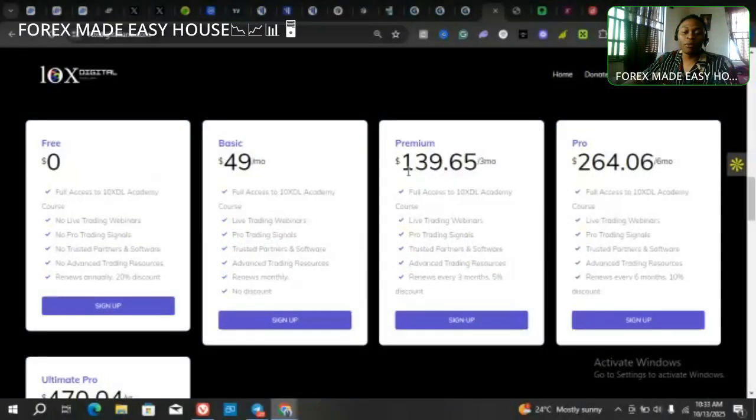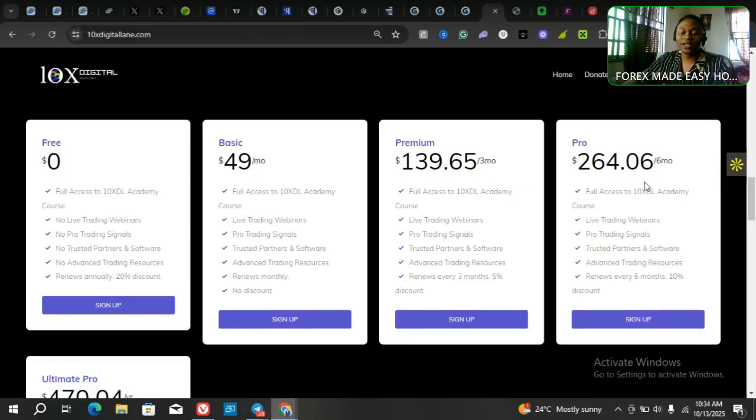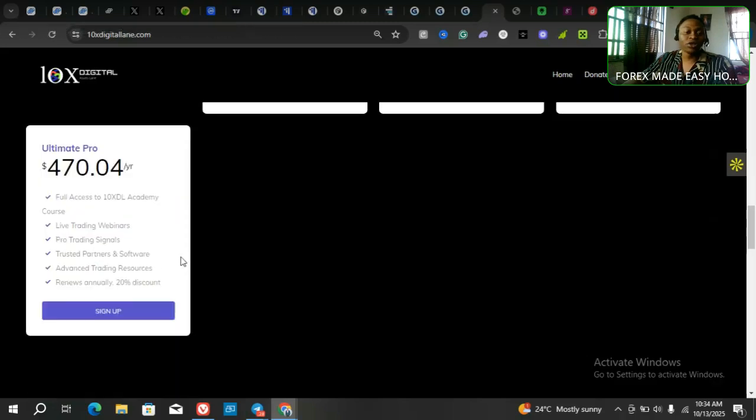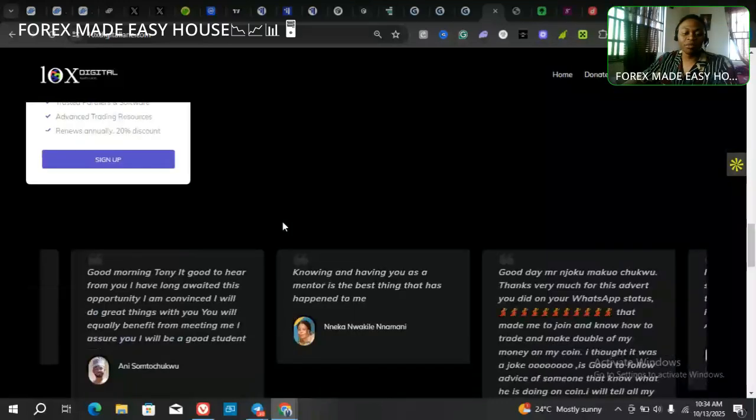This is the 1 month product of $49, the 3 month product of $139.65, the 6 month product of $264.06, and then the 1 year product of $470.04. Okay, you have the product and you get benefits. Okay, I'll be sharing the benefits you get with you shortly.